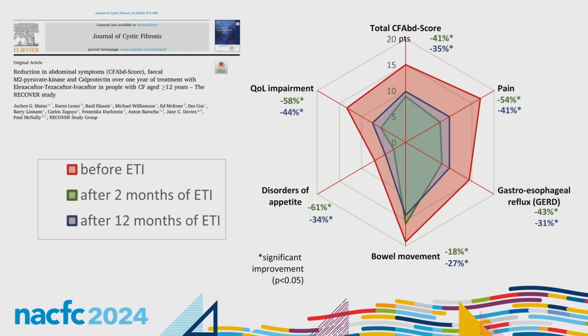So you can see here how this works. Here are the 5 different domains around the side of this spider plot: pain, gastroesophageal reflux symptoms, bowel movements, disorders of appetite, and a quality of life impairment. And then these are combined into a total score, which you can see at the top. So these data have already been published. What you can see on the spider plot is before ETI in red, and then a shrinking of these areas after 2 months, which is in green, and after 12 months, which is in purple. And these were significant in all of those domains.